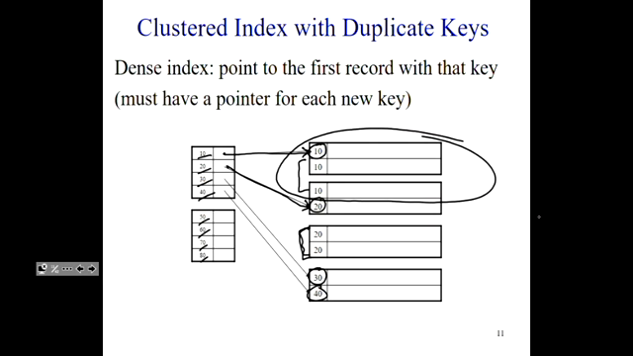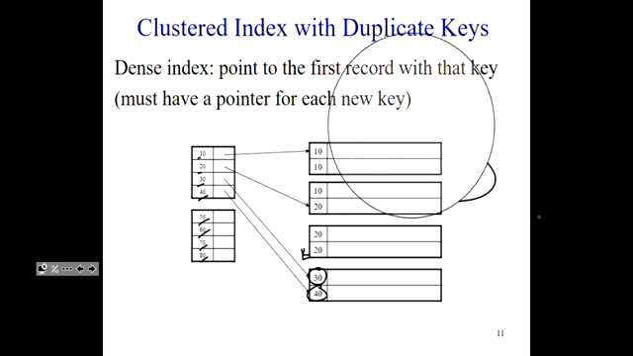Yes? So there can never be an instance where it's pointing to the wrong record, like the middle one, say, instead of the first one? So, okay, the question is, what if instead of pointing to the first one, it ended up pointing to this one?